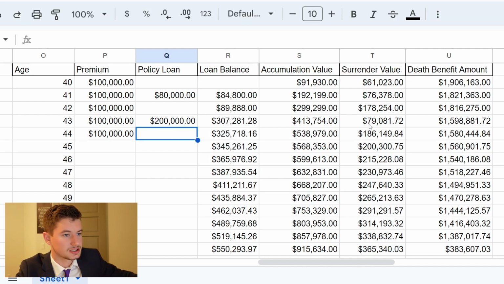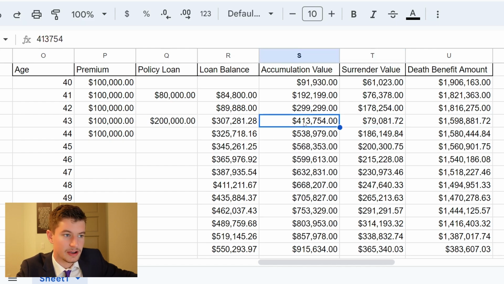Pull out the $200,000. You can see that the surrender value over here is $79,000. Our accumulation value is $413,000. That's how much money we have working for us. But since we've accessed this $280,000 and let that build up, we only have access to the $79,000. We continue again in year 5 with the last $100,000.